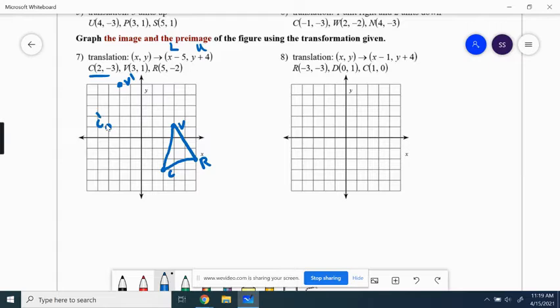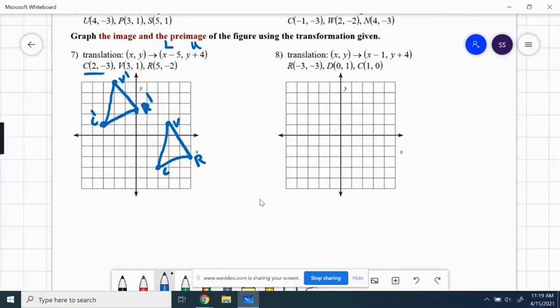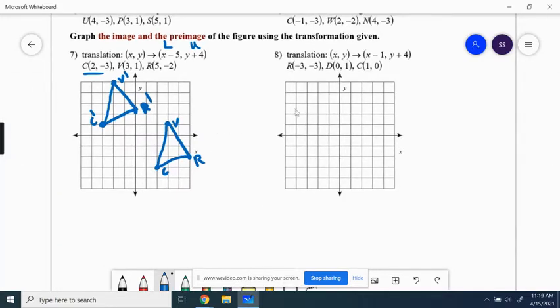There's C prime, and then we'll do it for R. Over 1, 2, 3, 4, 5 to the left, and then up 4. 1, 2, 3, 4. And there we go. Let's label this R prime, and there is our new triangle, or our image. All right, so you guys can do the same thing for number 8.